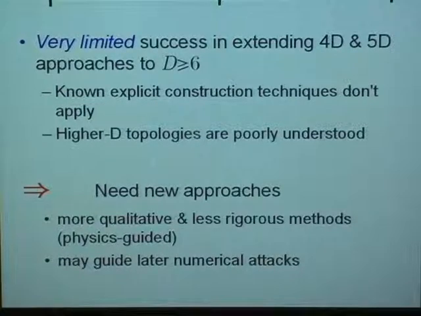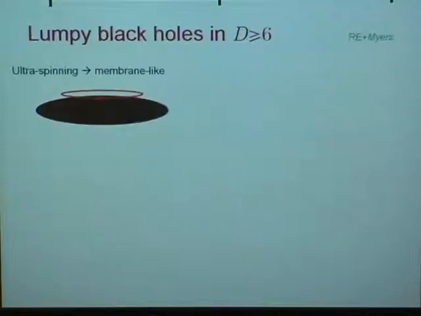And what I'm going to describe here is how we're trying to use methods which are less rigorous, more qualitative, inspired by physics, which allow us to get a hold on the phase diagram and possible black hole solutions. And this may also be useful if we convince the numerical people to try to attack this problem. Well, we can tell them, look here, because we expect to find a new branch of black holes here. So, among these qualitative methods, I'm going to describe a couple of them.